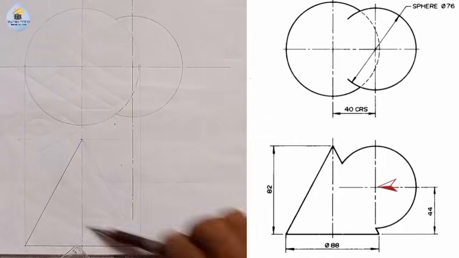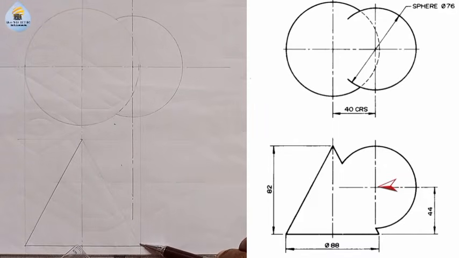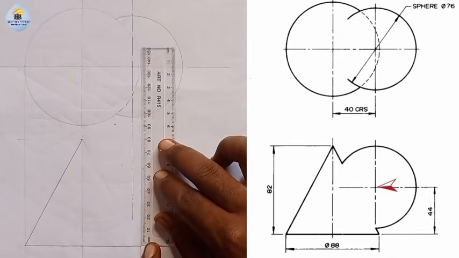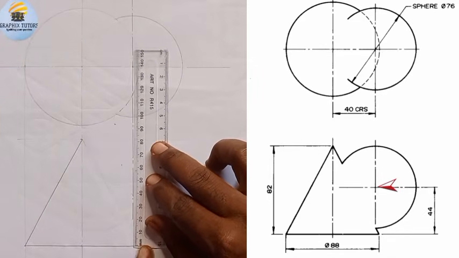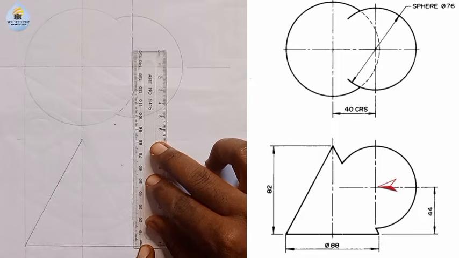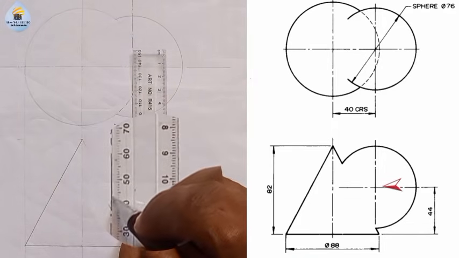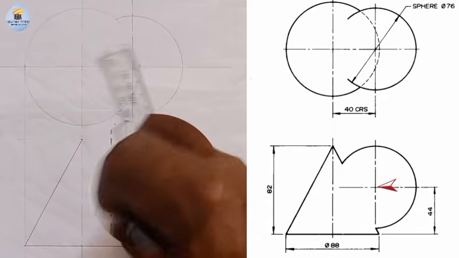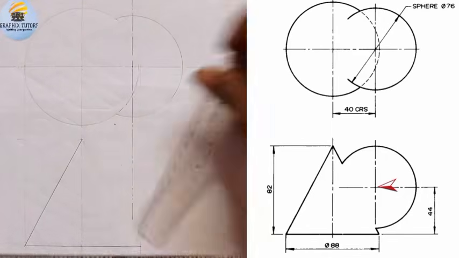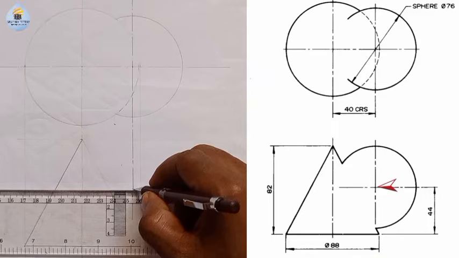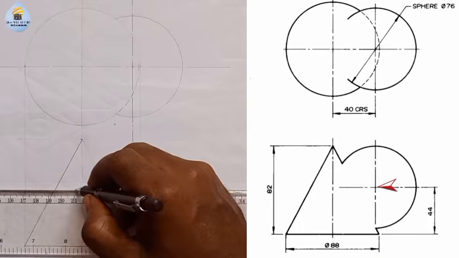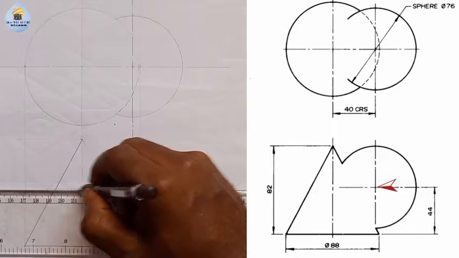I'm going to draw another circle here, from the base here to a height of 44. So if I use my rule from the base here, I'm going to measure 44. This is 40 and this is 44, somewhere around here. Right? I'll have another center here too. So this is where I'm having another center. I'll just draw the center this way.